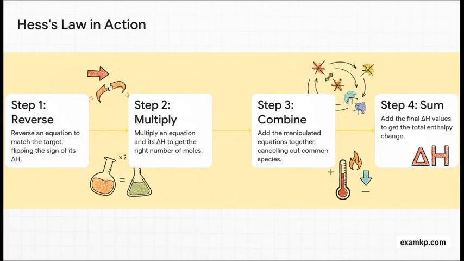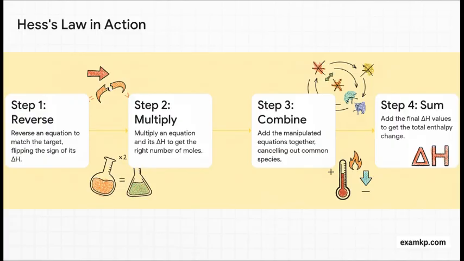All right, let's really put this into action and walk through this example together step by step. Our goal here is to find the delta H for making methane. So look at step 1. We need methane as a product on the right side, but in the reaction we know it's a reactant on the left. So what do we do? We just flip the whole equation around, and this is the crucial part.